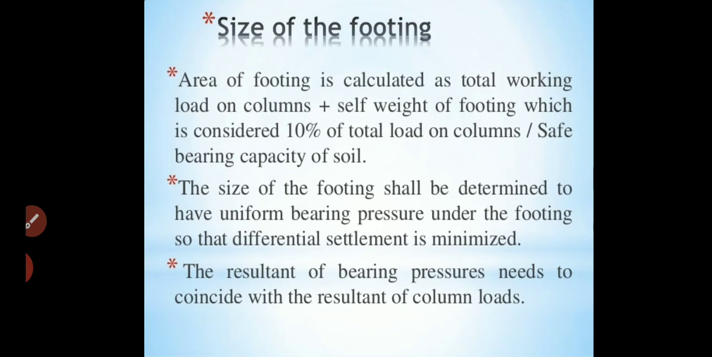Area of footing is calculated as total working load on column plus self weight of footing, which is considered as 10% of total load on column, divided by the safe bearing capacity of soil. I discussed this step in the design of isolated footing, so it will remain the same. The next is the size of footing shall be determined to have uniform bearing pressure under the footing, so that the differential settlement is minimized.